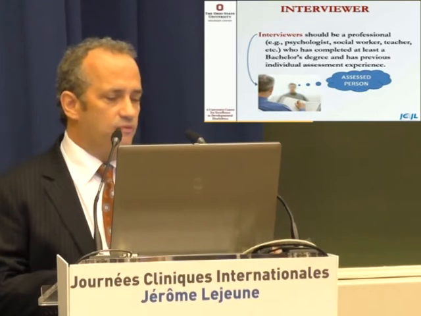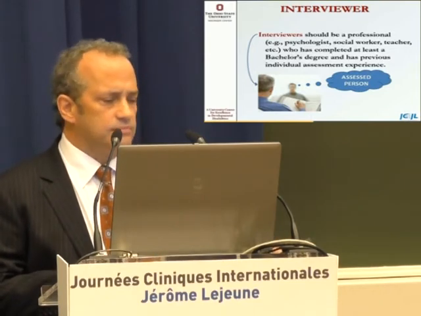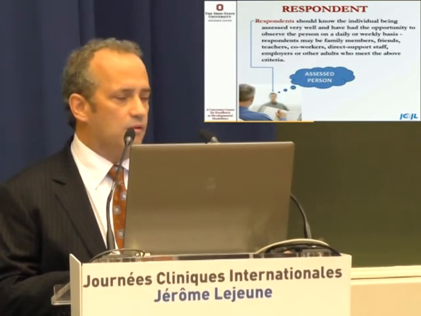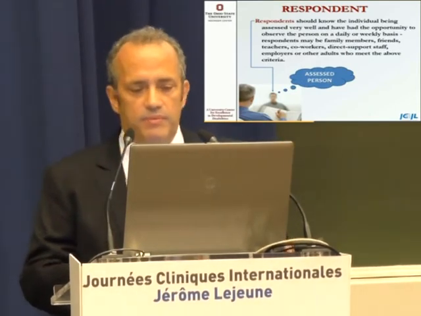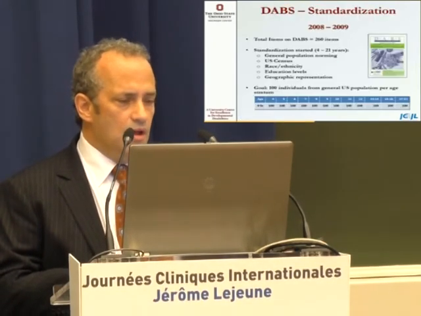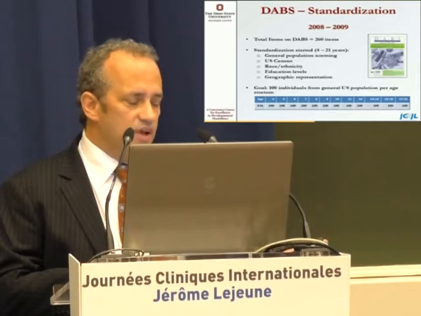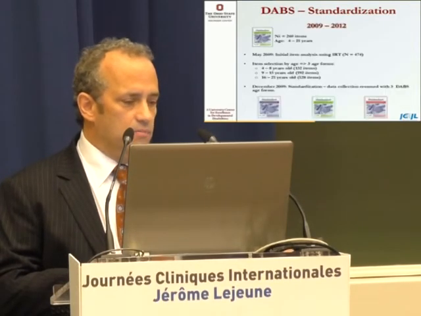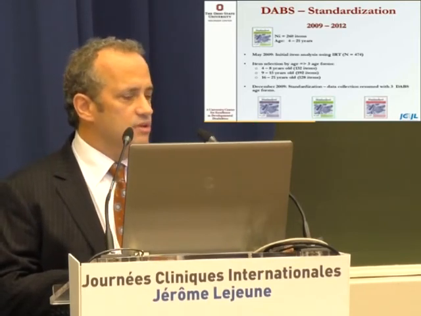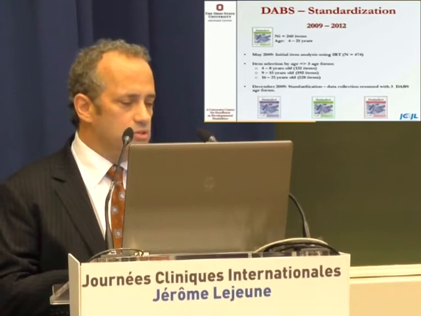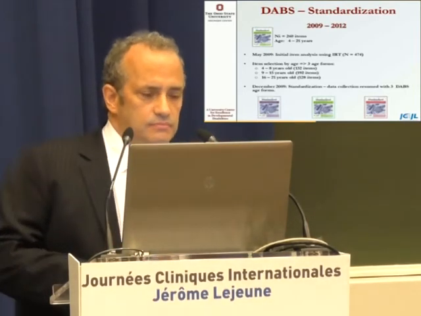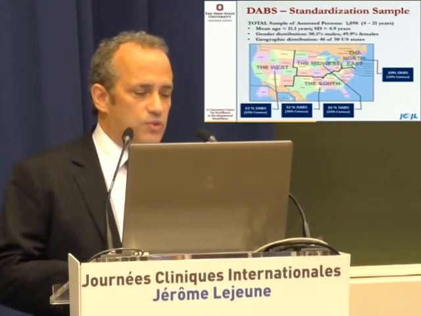The interviewer is a professional, could be a social worker, a teacher, or a psychologist. The respondent generally is a family member, a parent, a grandparent, could be a coworker, a teacher, anyone who knows the person well. We developed and standardized the test based on US norms. We started off with 3 age versions, 1 protocol for 4 to 8-year-olds, 1 for 9 to 15-year-olds, and 1 for 16 to 21-year-olds. And we started our standardization in 2009.